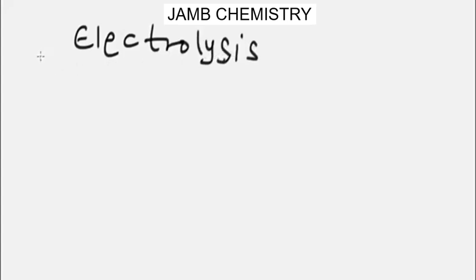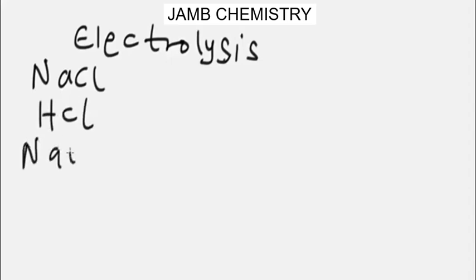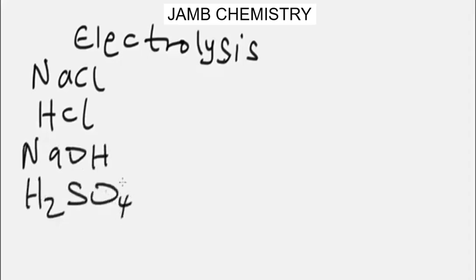Now note that electrolysis uses an electrical current to cause a reaction. During electrolysis, an electric current is passed through an electrolyte. An electrolyte is simply a molten or a dissolved ionic compound. So it could be sodium chloride, it could be hydrochloric acid. Any molten or dissolved ionic compound can be considered as an electrolyte. It can also be sodium hydroxide, sulfuric acid, and the rest of them.